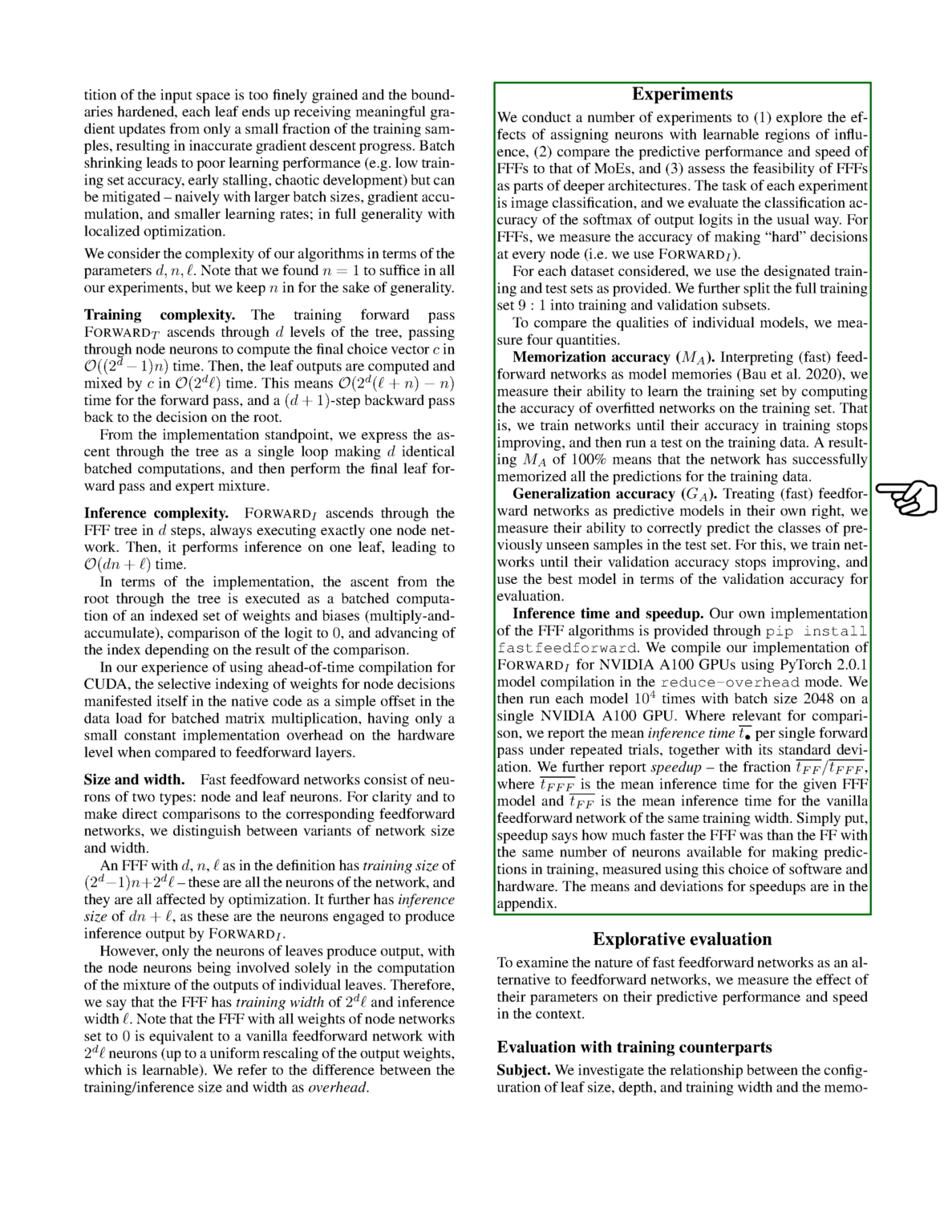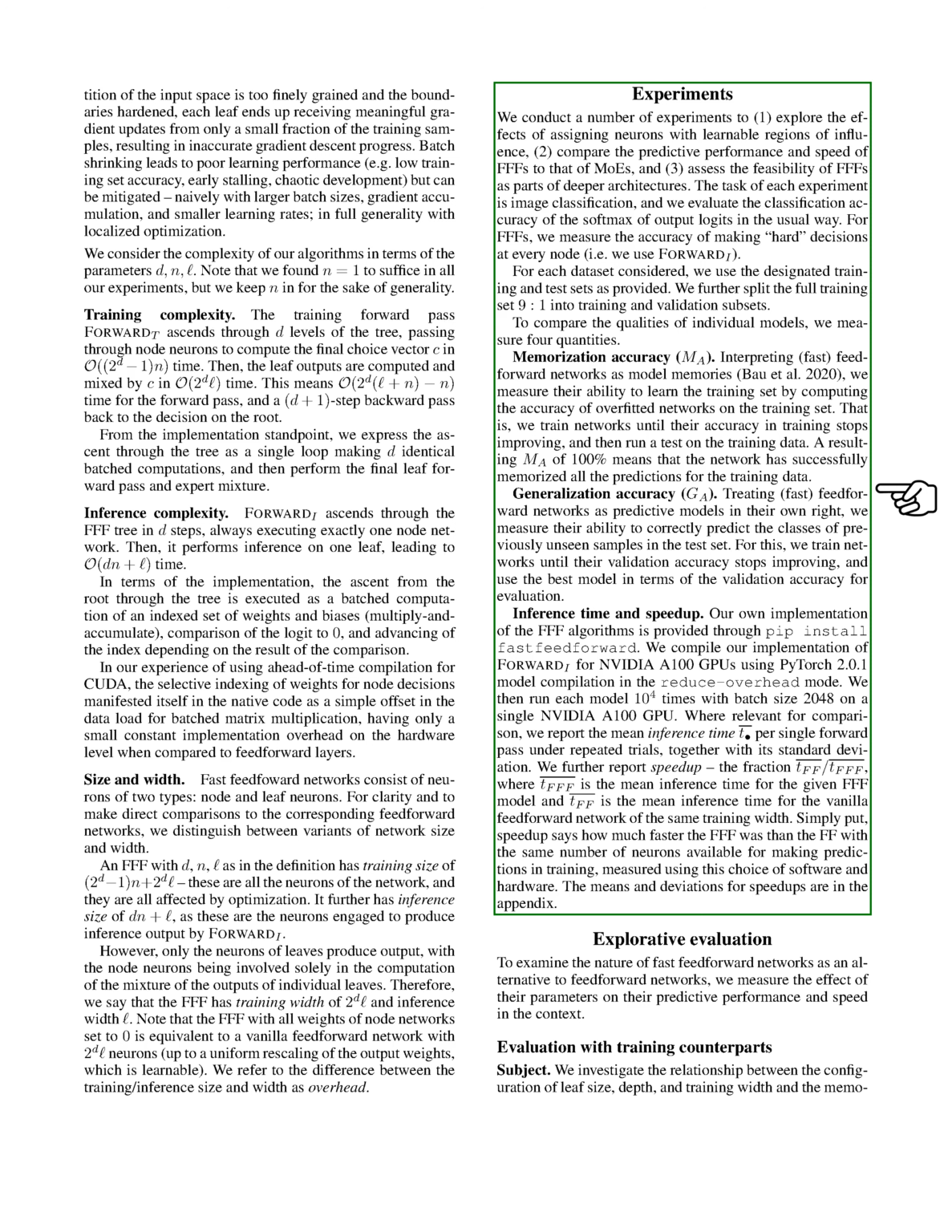To compare the qualities of individual models, we measured 4 quantities. First, we looked at memorization accuracy, which is the ability of the network to learn the training set. A memorization accuracy of 100% means that the network has successfully memorized all the predictions for the training data. Second, we measured generalization accuracy, which is the ability of the network to correctly predict the classes of previously unseen samples in the test set.